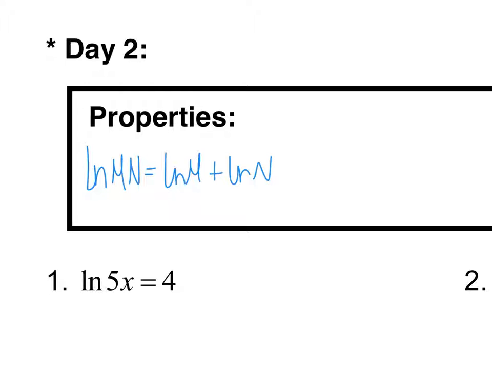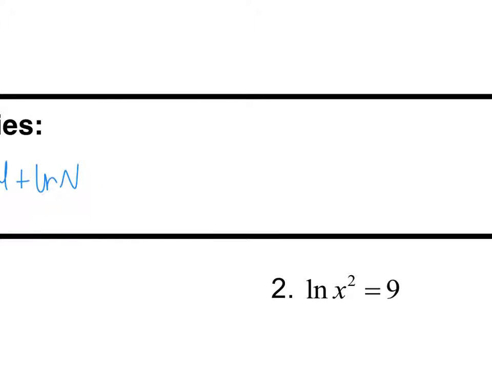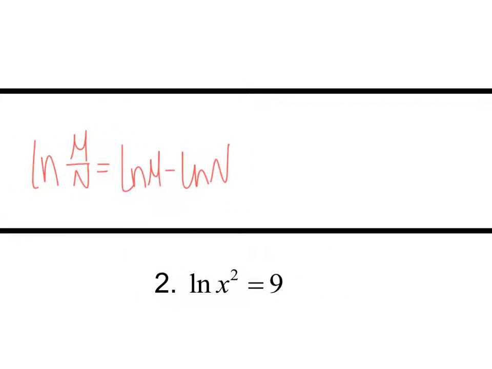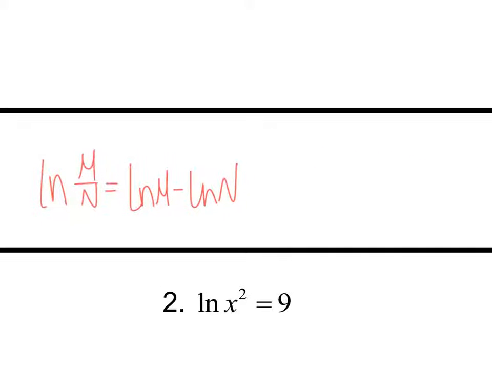And then we can also apply the quotient property, which states ln of m over n is the same thing as ln m minus ln n. And then finally, we can apply the power property, which states that if you have the natural log of some power, you can put that exponent in front.